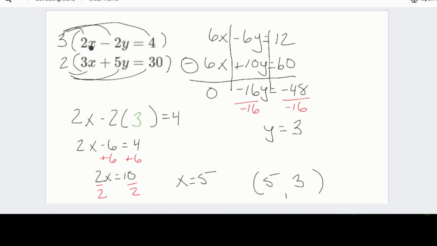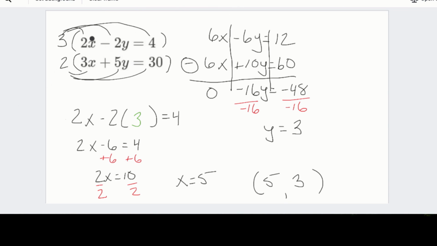If I look at this, 2 times 5 is 10. 2 times 3 is 6. 10 minus 6 is 4. So it's correct. 3 times 5 is 15. 5 times 3 is 15. 15 plus 15 is 30. So again, the value that makes both equations true at the same time is the solution.